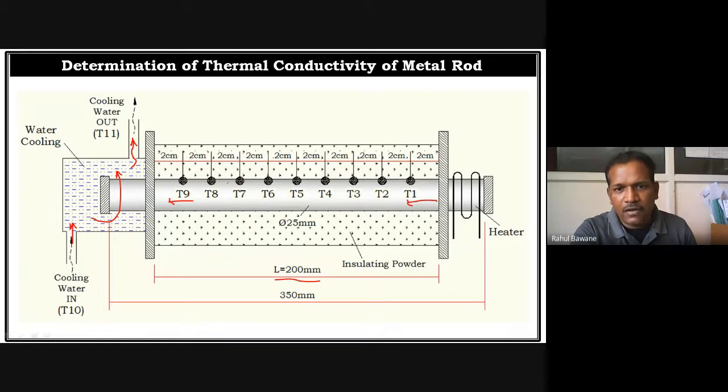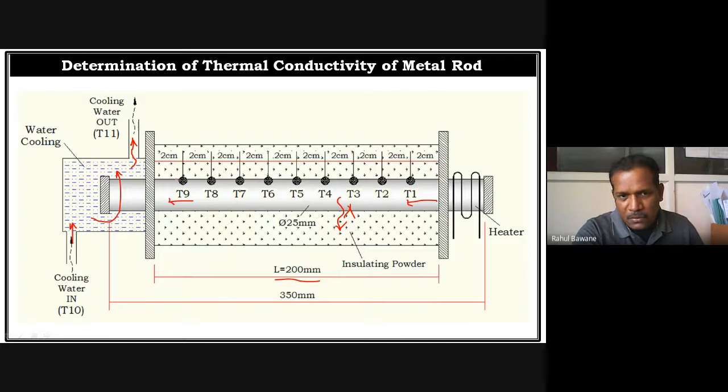This length is covered by insulation and outer covering, so heat will not transfer radially. That is not possible. We are assuming only linear heat transfer, that means along the length. So the surrounding is insulated and the whole test length is covered under one shell.